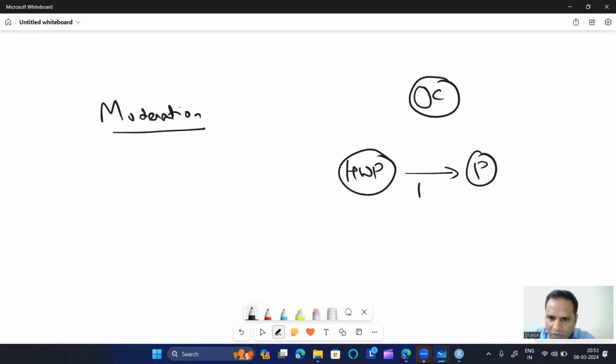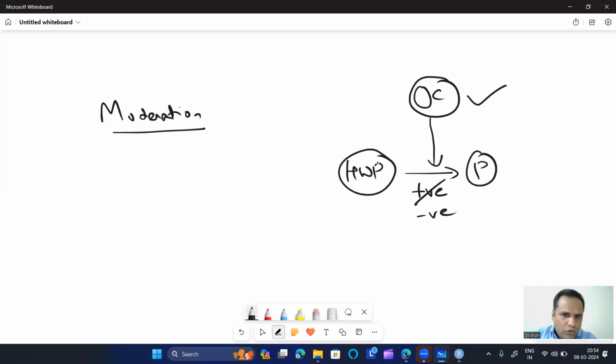Yes, now we know that a hard-working person will give a positive performance. This relationship will be positive. But since the organization culture is spoiled, this person will now give negative performance. So now we see OC, organization culture, is moderating the relationship between hardworking and performance. Okay, so we put it this way.